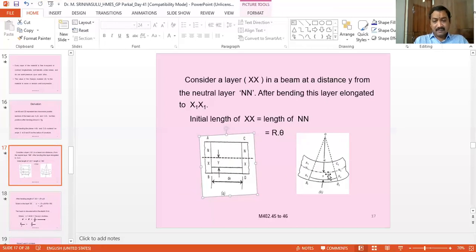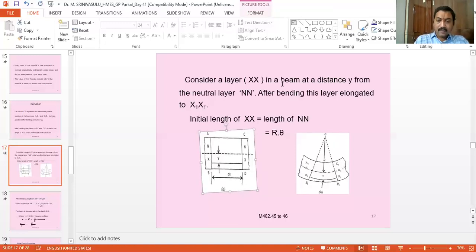So this is the R and this is the Y. The Y is the distance between the neutral axis and this small elementary strip that we have constructed here. So AC will become A1 C1, and BD will become B1 D1, and NN will become N1 N1, and this is the radius.